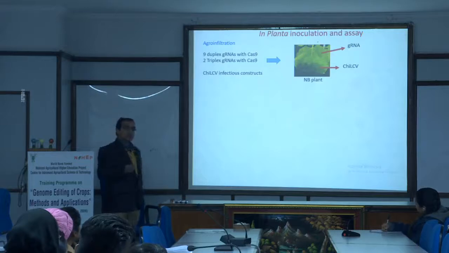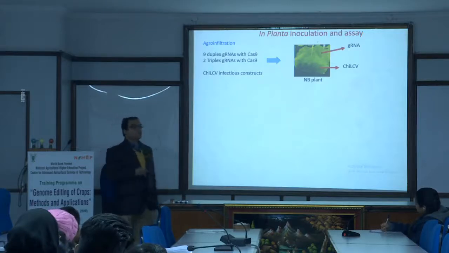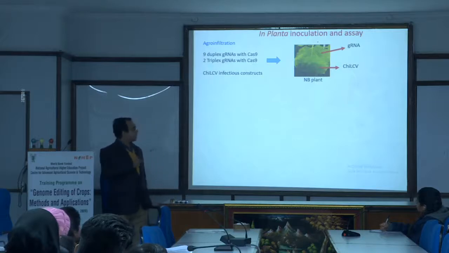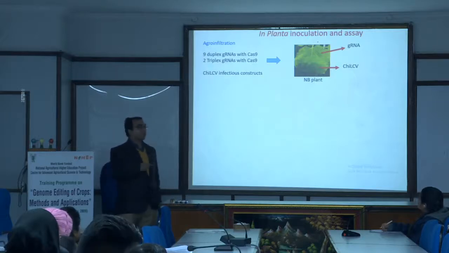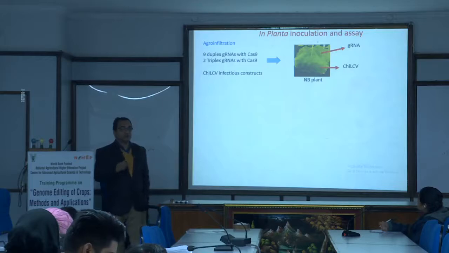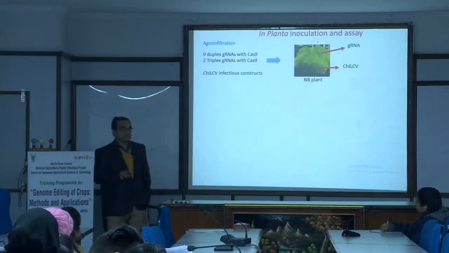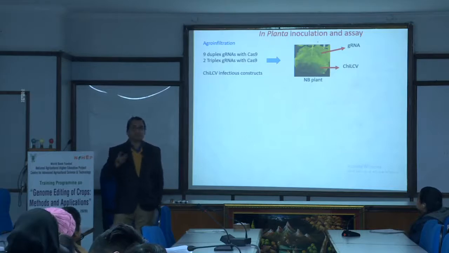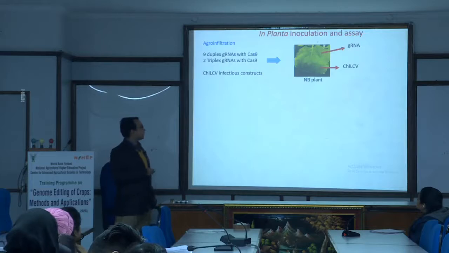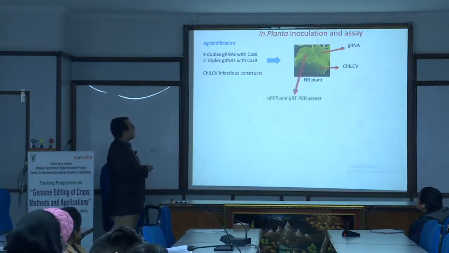So, in today's practical you will do this agroinfiltration of the gRNA and Cas9, and the gRNA and virus infection, in two different locations of the leaf. Individually I will try to give you one thing so that you can infiltrate in the plant to see how the infiltration takes place. And then all the analysis we did from this gRNA inoculated region.